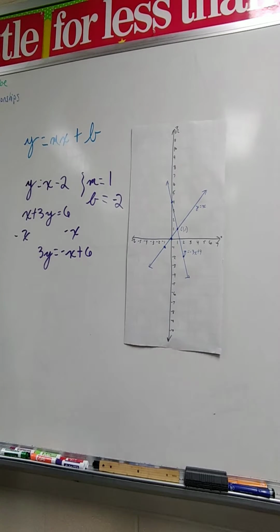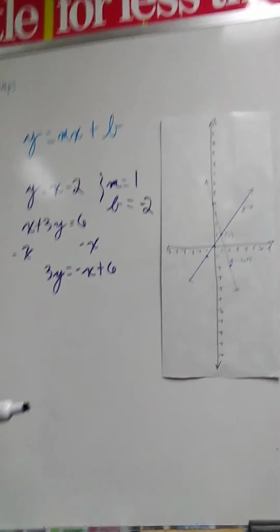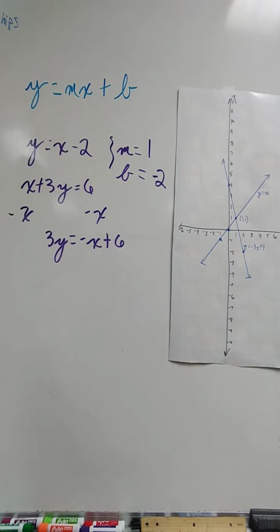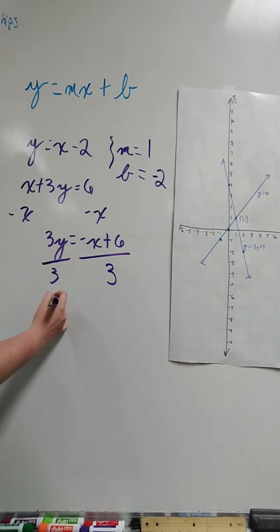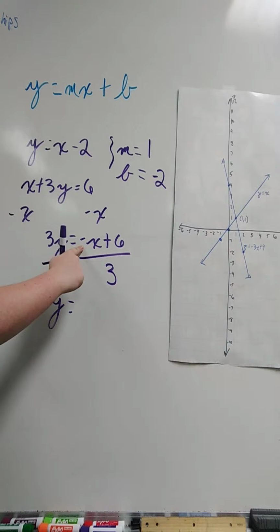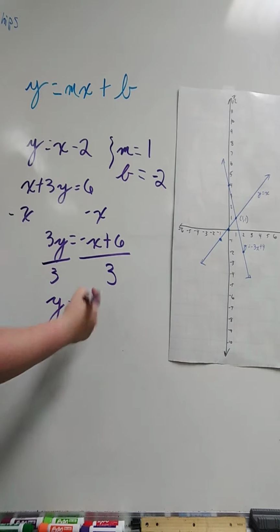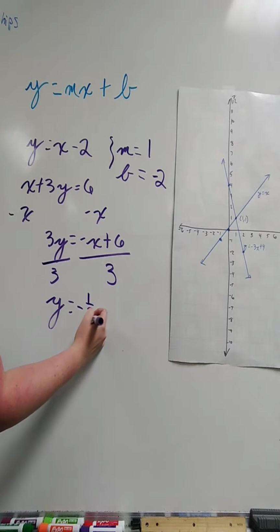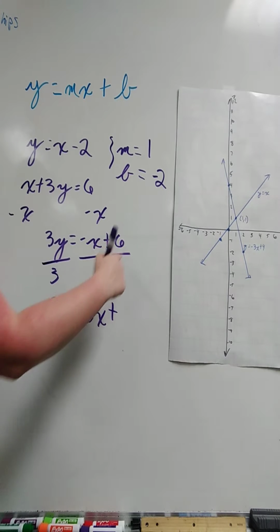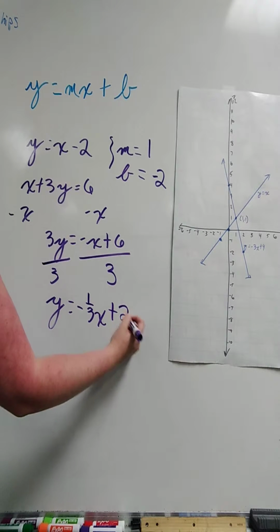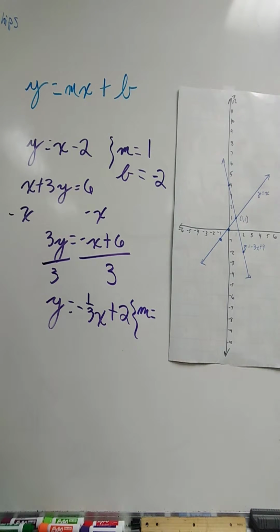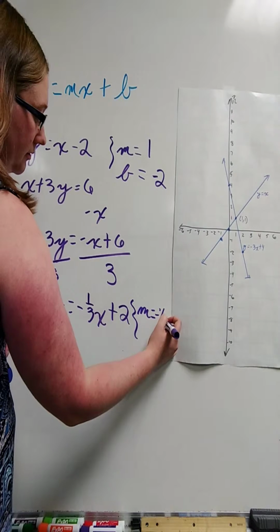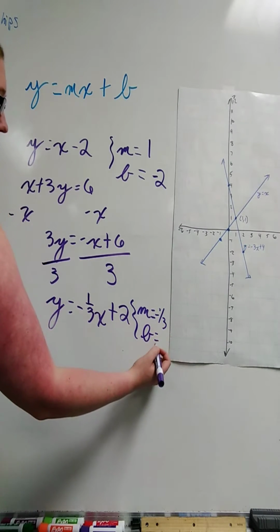Does 3y work? No, 3y doesn't work. So what do I have to do? Divide by 3. When we divide by 3, we're left with y. Negative x divided by 3 is negative 1/3 x. 6 divided by 3 is 2. So, what's my slope? Negative 1/3. What's my y-intercept? 2.